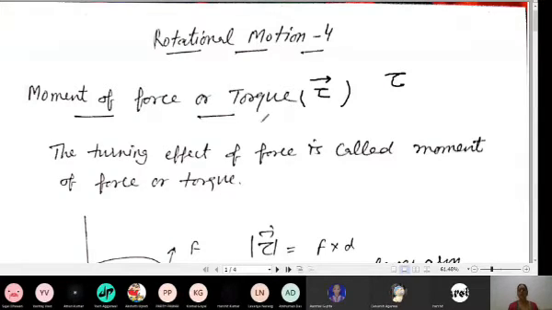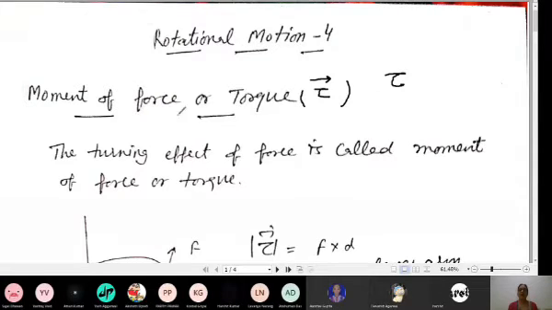This is the analog of force in linear motion. When we talk about translational motion, the term force plays a role, and the same role is played by this term, which is named torque. So we call it moment of force also.